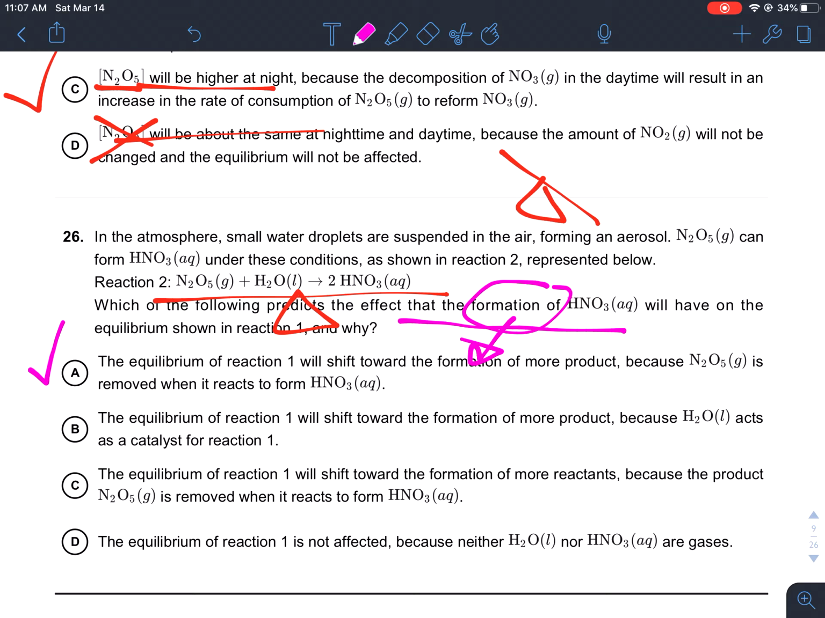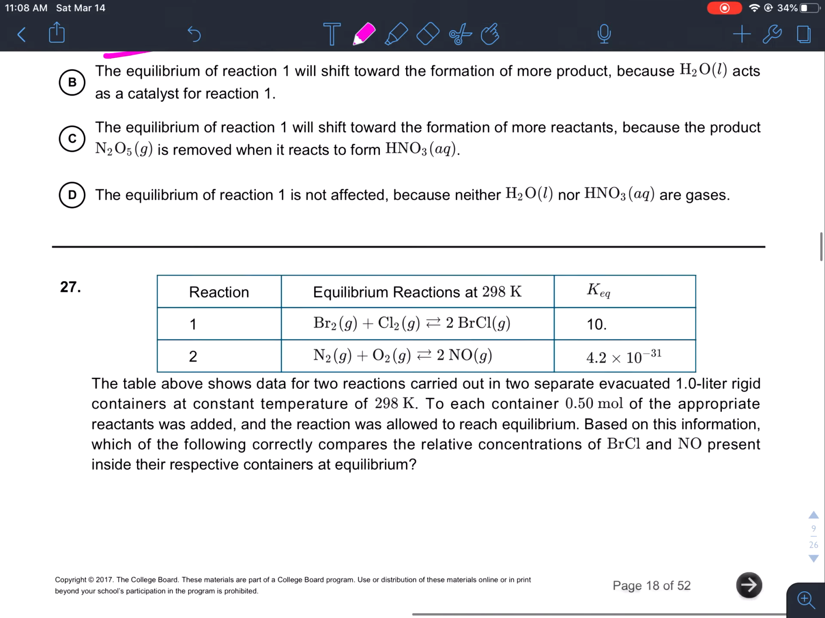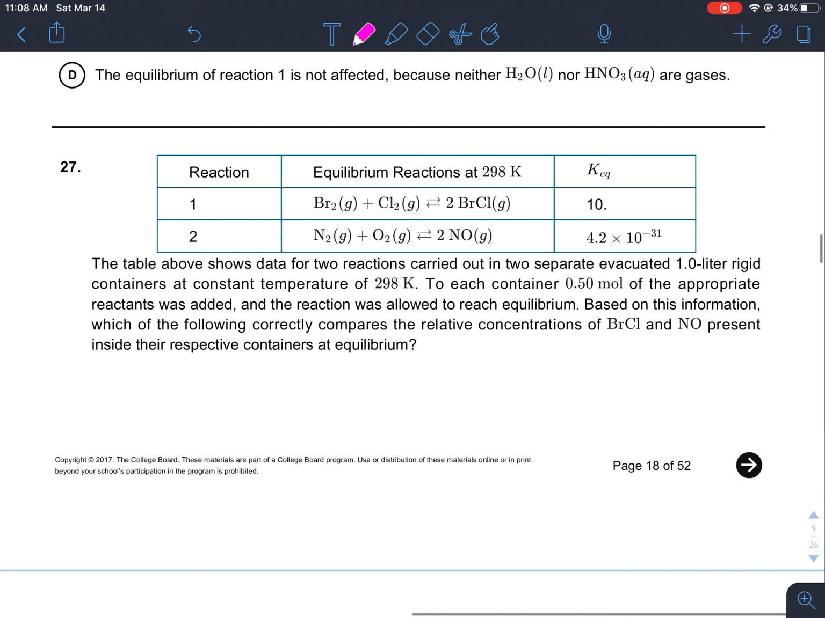That's a little bit too matter-of-fact. It almost feels like there's no question in there, just a description. That felt a little confusing to me. But statement A is saying that the formation of HNO3 is a shift towards the formation of the product. Yes, of course. And N2O5 will be removed because you're creating more HNO3. There's no trick there. So that got me confused for a second.